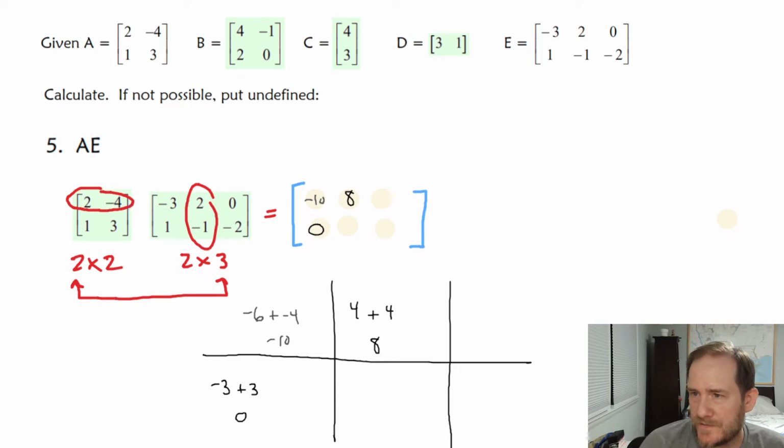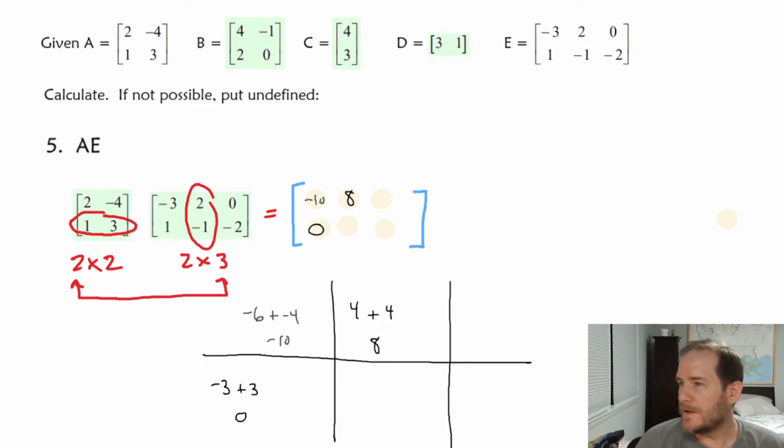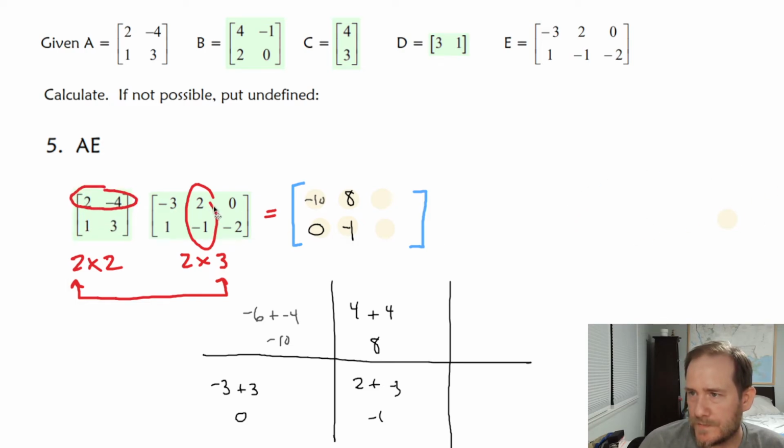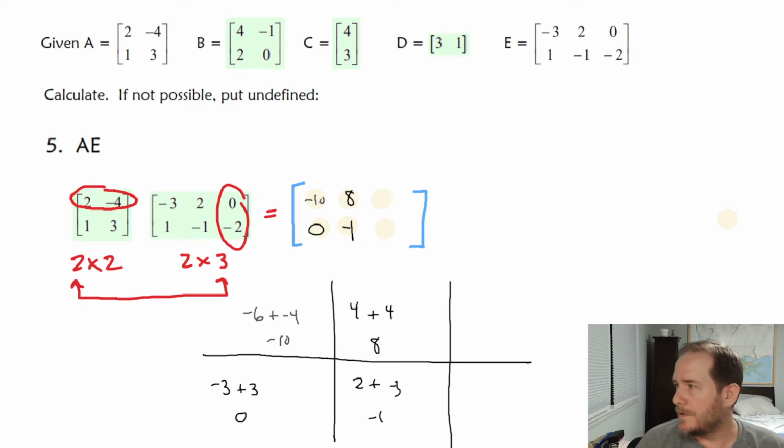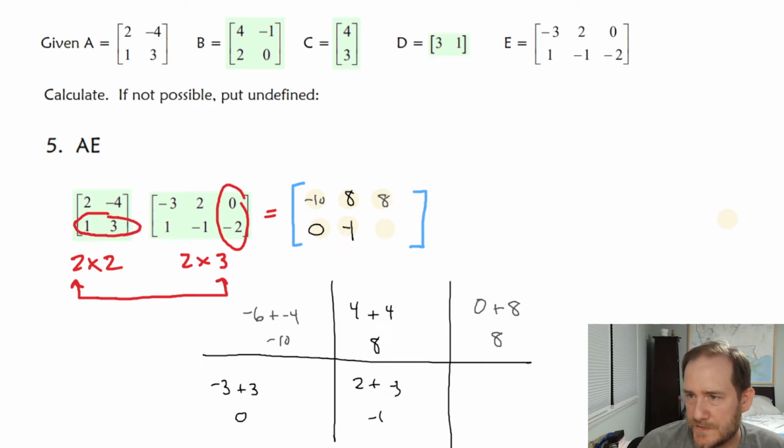Row 2, column 2. That's looking like a 2 plus a -3. Show your work. It's not that hard. 2 plus -3, -1. Next. Row 1, column 3. That's gonna be 0 plus 8. That's 8. So another 8. Last, and we'll find out whether or not it's least, is 0.